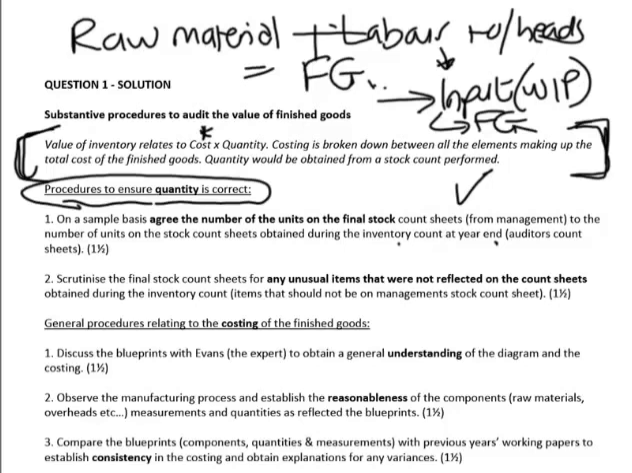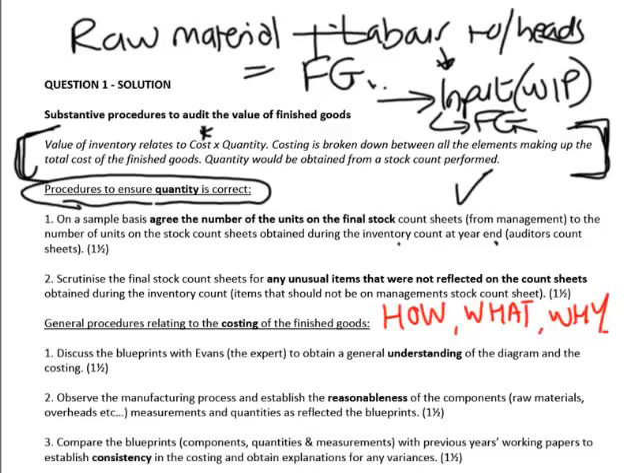Okay, moving on to general procedures relating to the costing of the finished goods. Before we go through those, I just want to remind you, don't forget, when you are doing substantive procedures, you answer it according to the how, what, and why. This makes sure you are doing complete sentences. We don't want to do just statements and points. You're not going to get marks for that. You get marks by doing full sentences explaining what you are doing, why you are doing it, and how you are doing it. That way we ensure we get all our marks.